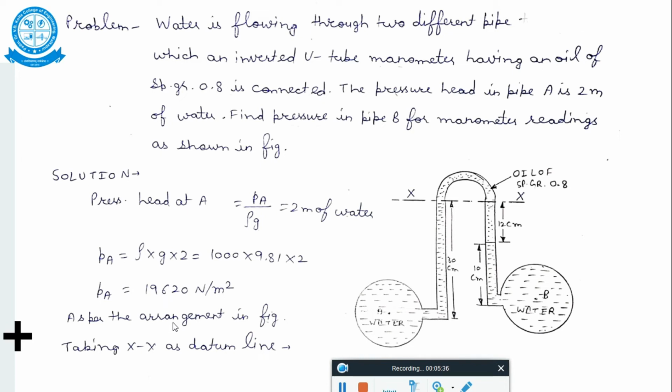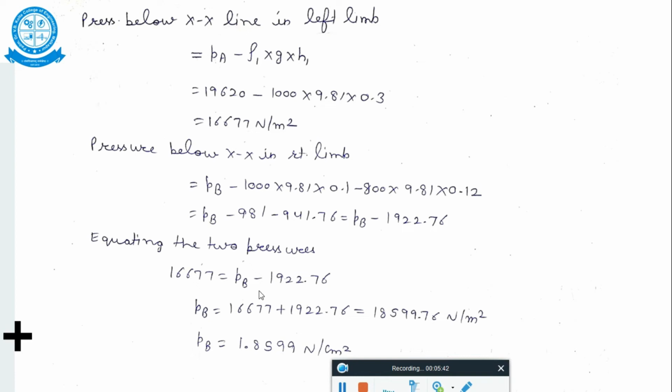As per the arrangement in the figure, taking the x-axis as a datum line, the pressure below the x-axis datum line in the left limb is PA minus rho 1 G H1. Rho 1 is water, the density for water. G is the constant, 9.81. PA we have already calculated, H1 is 30 centimeters. So convert this 30 centimeter into meter, that is 0.3. From that we will get the equation for pressure below the x-axis line in the left limb.